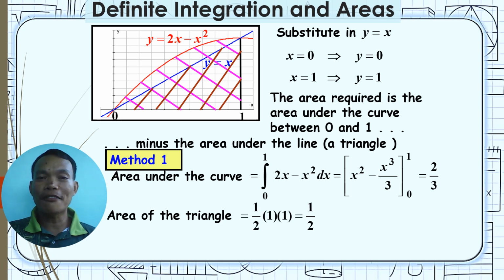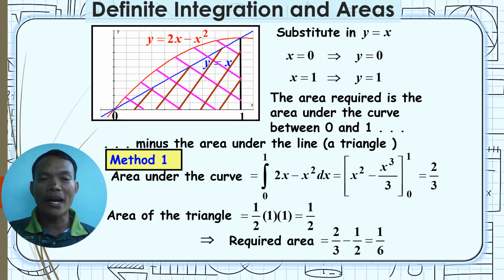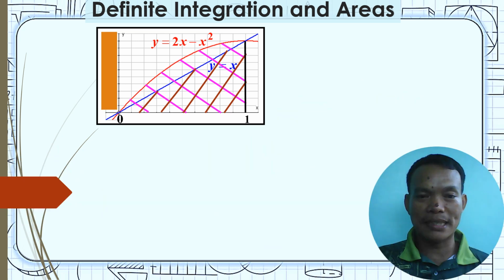And the area of a triangle, in our basic geometry, is equal to 1/2 base times height, and the base is 1, the height is also 1. So 1/2 times 1 times 1 is equal to 1/2. So the required area now is the area under the curve minus the area of the triangle, and we have 2/3 minus 1/2 is equal to 1/6.